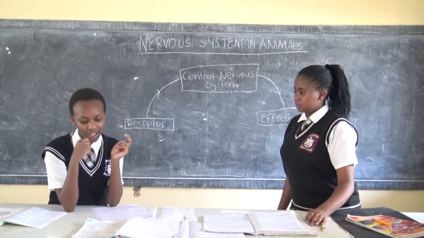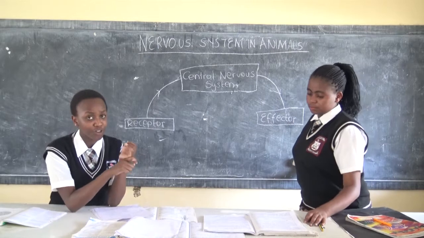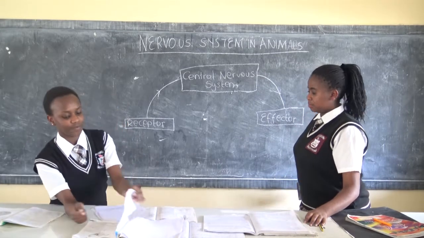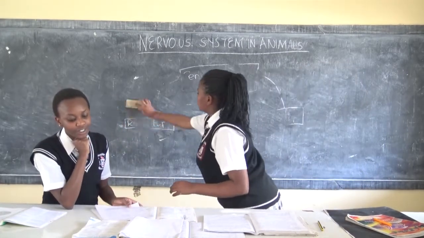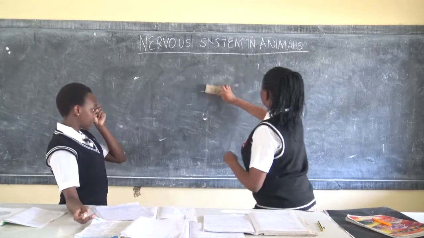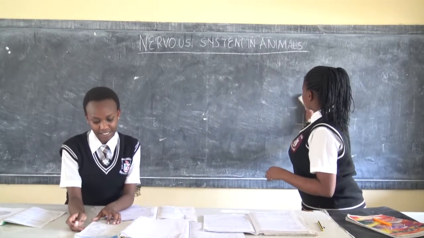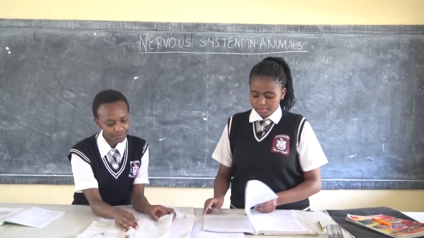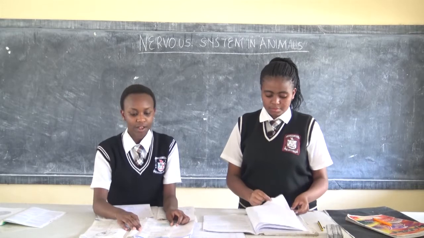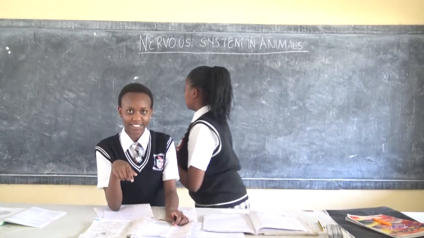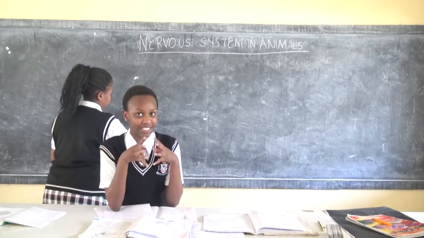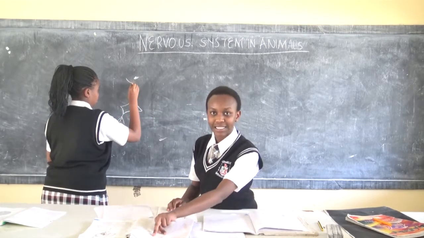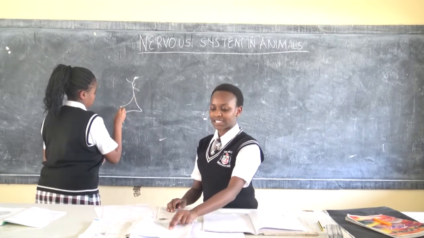We have three types of neurons: the sensory neuron, the motor neuron, and the relay neuron. The sensory neuron transmits impulses from the receptors to the central nervous system, while the motor neuron transmits impulses from the central nervous system to the effectors. Now the cell body is located within the central nervous system. It is multipolar, which means many processes arise from the cell body.